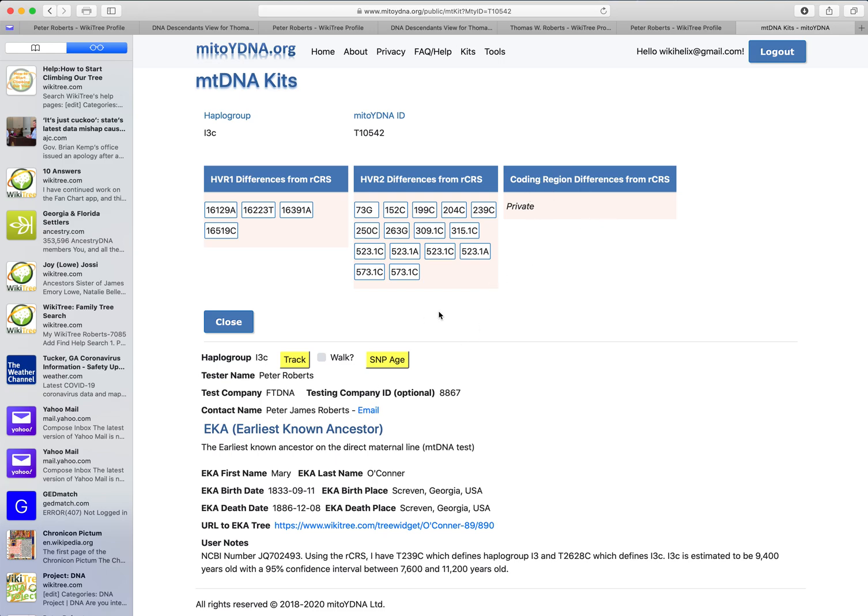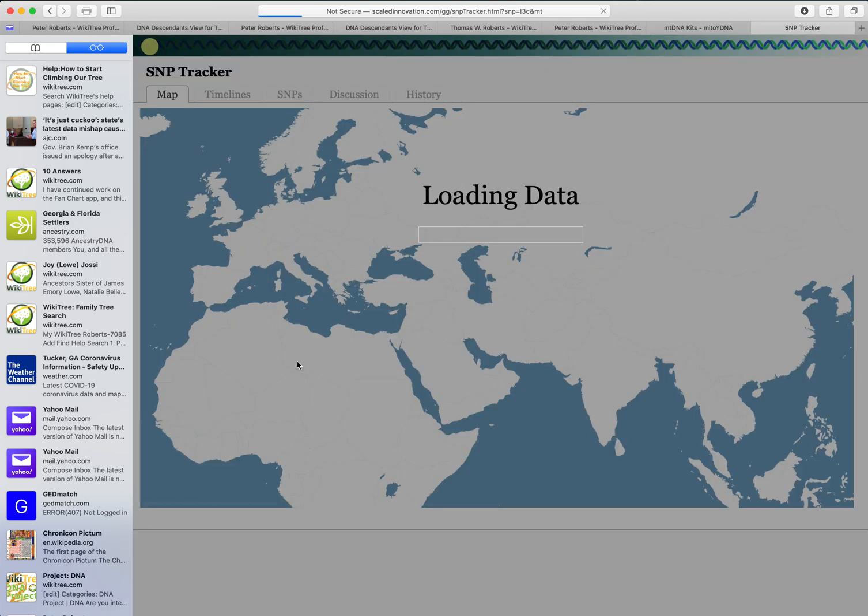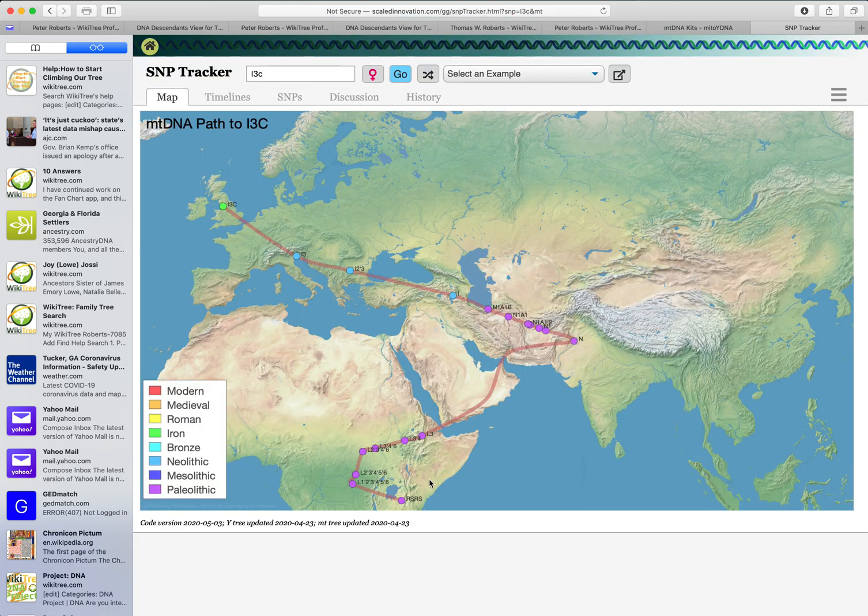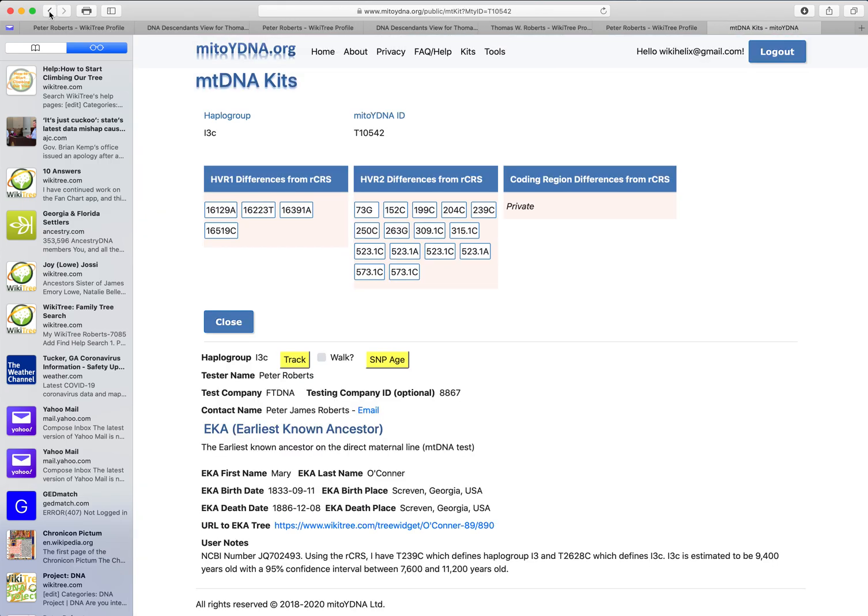But I can see differences on the coding region with anyone else. I can see that there's one difference or there's 0 differences, that sort of thing. And it also does the same track and age for the haplogroup. This is an integration with Rob Spencer's SNP tracker. So my direct female line took a little bit of a different path, but it ends up in quite likely the British Isles.